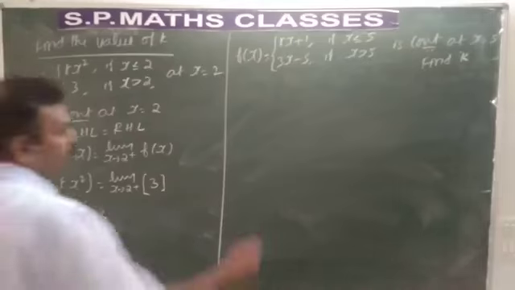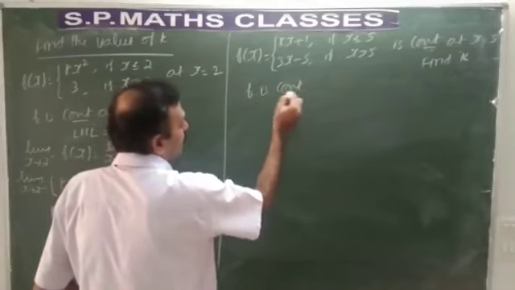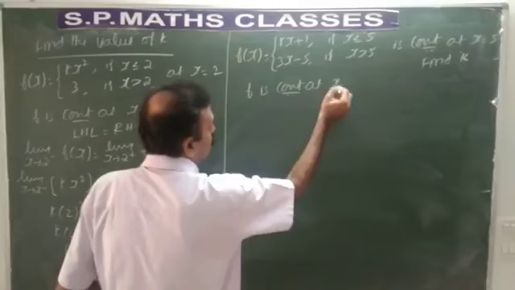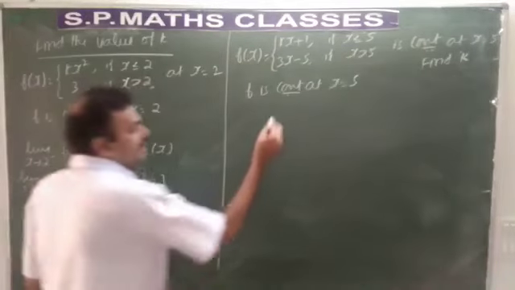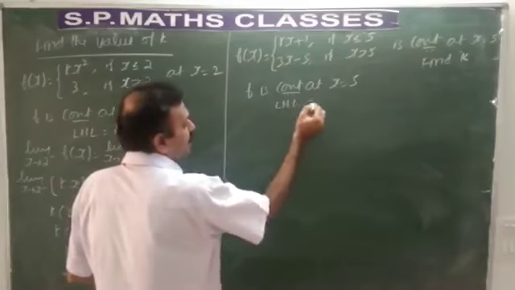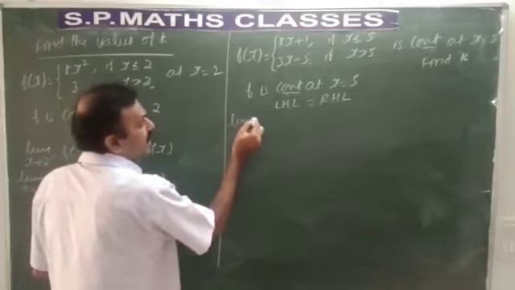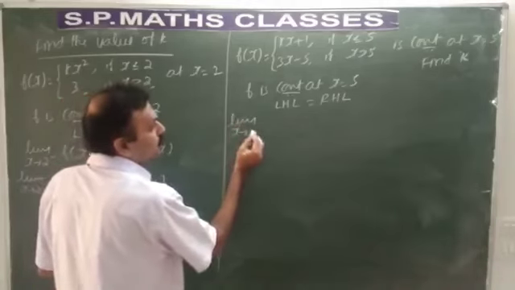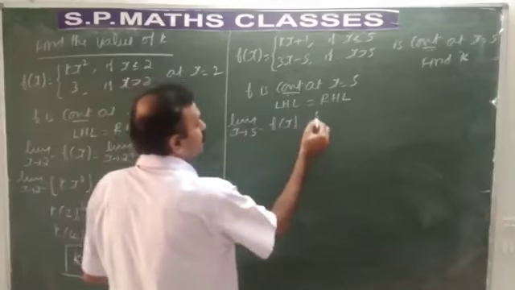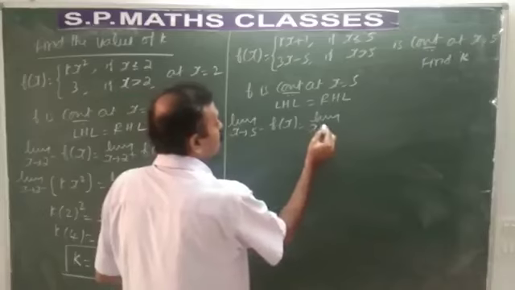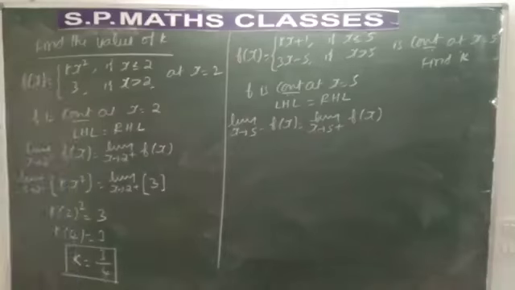So what is the first step? f is continuous at x is equal to 5, it is given. When it is given as continuous, I take left hand limit is equal to right hand limit. What is the left hand limit? Limit as x tends to 5 minus f of x is equal to limit as x tends to 5 plus f of x. 5 minus is equal to 5 plus.